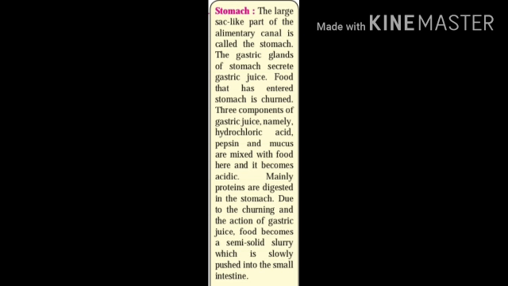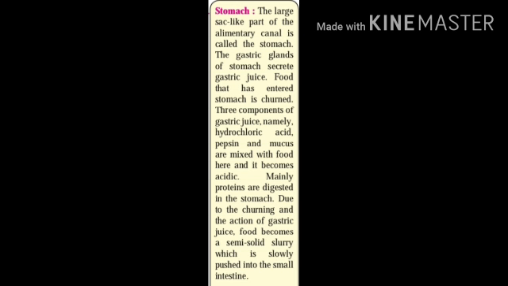Stomach. The large sac-like part of the alimentary canal is called the stomach. Sac-like means bag-like. The gastric glands of the stomach secrete gastric juice. Food that has entered the stomach is churned. Three components of gastric juice, namely hydrochloric acid, pepsin and mucus, are mixed with food here and it becomes acidic. Mainly proteins are digested in the stomach. Due to the churning and the action of gastric juice, food becomes a semi-solid slurry which is slowly pushed into the small intestine.